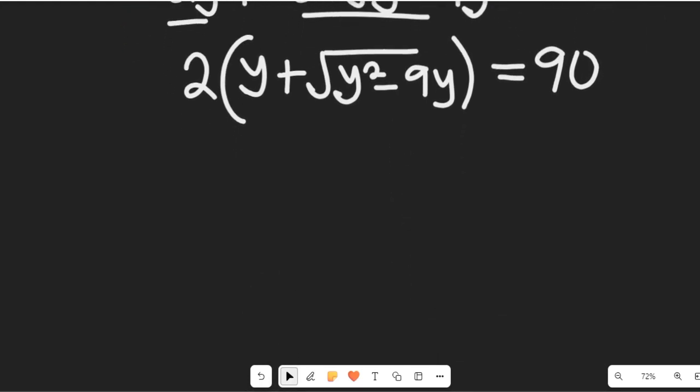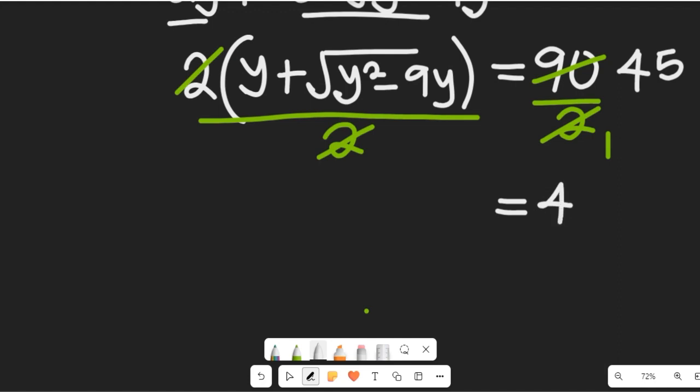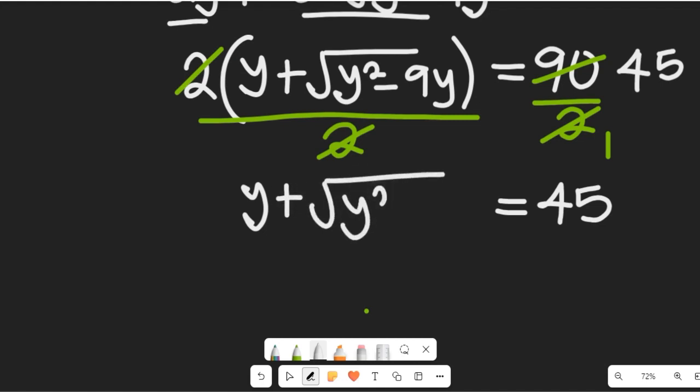Great. Now let's simplify this further. Having gotten to this point, I have no other option than to divide both sides by 2, because that way I can simply simplify that expression. So 2 will clear 2, and then 2 will go here to give me 1. 2 here will give me what? That should give me 45, right? So I'm going to have 45 remaining on the right hand side. So we'll have 45, and over here we'll have y plus the square root of y squared minus 9y. Great.